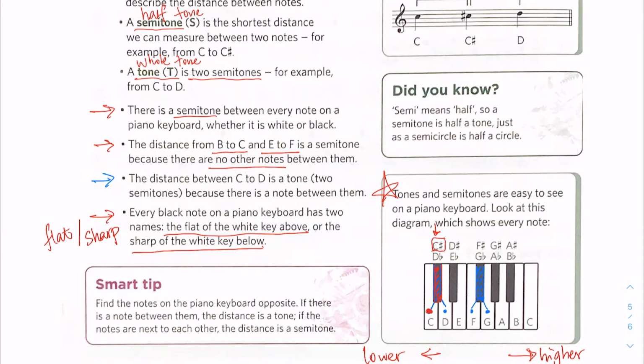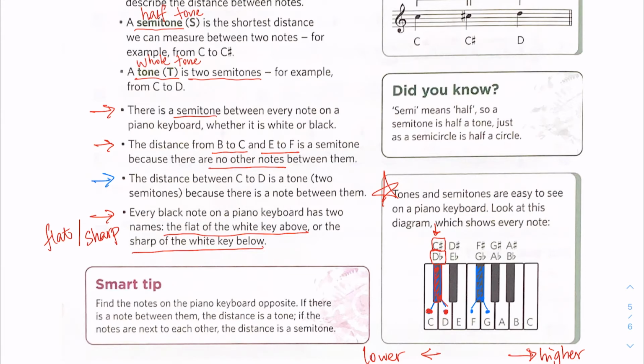However, if we want to name this black key in relation to the D, which is here, this time you notice that the black key is lower than the D, and therefore we call it a flat, or D flat.